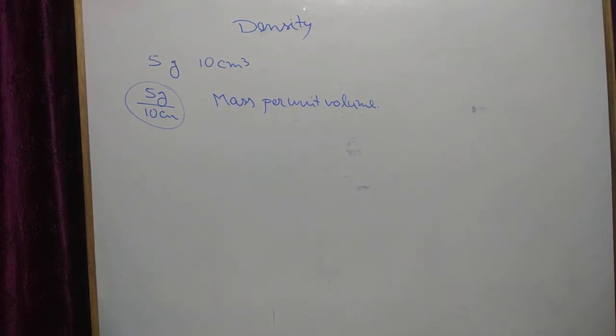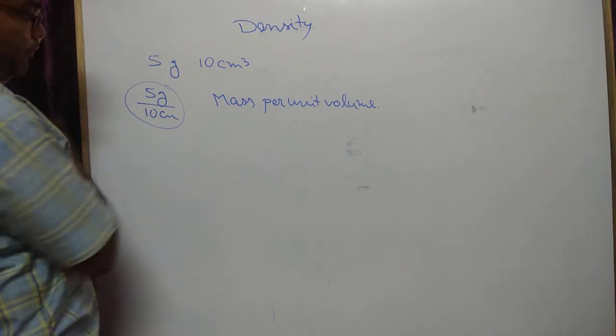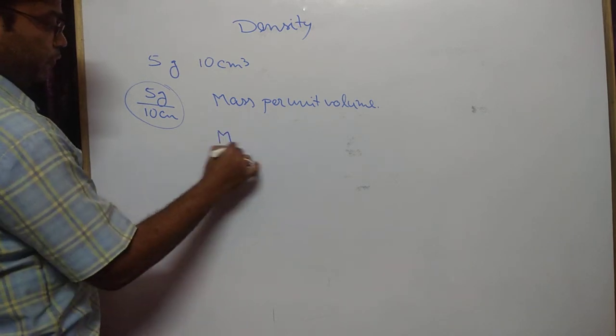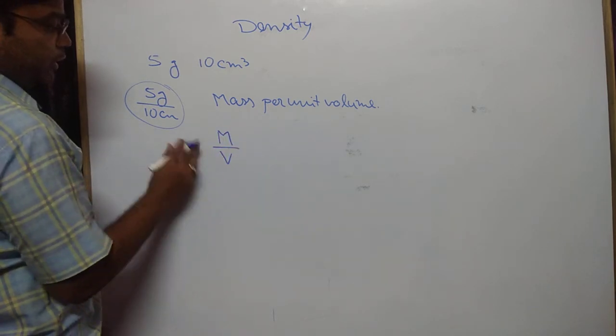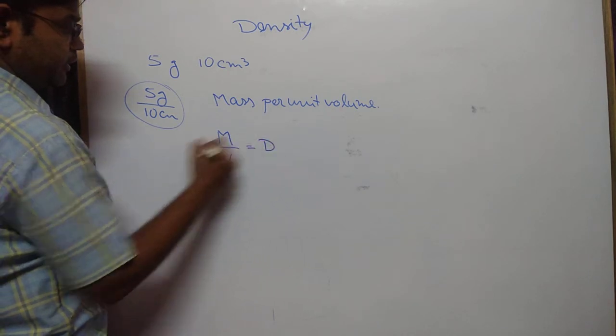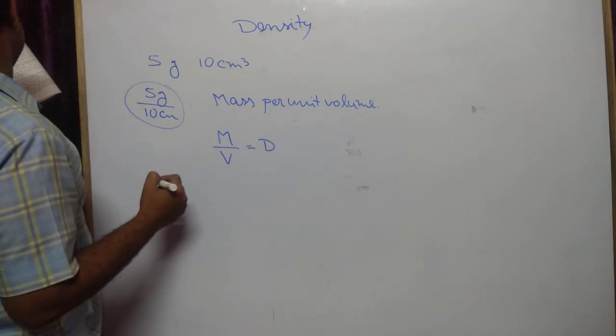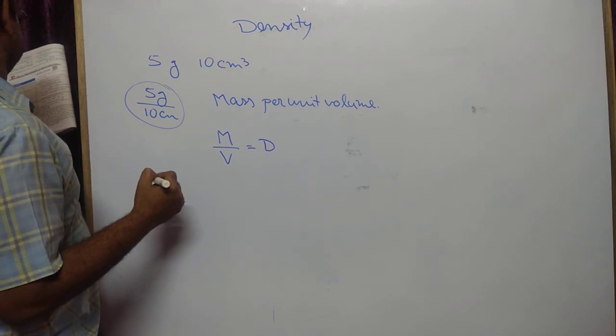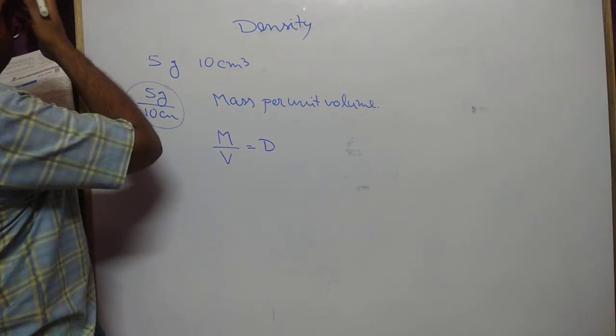The mass per unit volume of a substance is called its density, and generally if m is the mass of the body and v is the volume of the body, then m upon v is equal to the density d. Hope this one is clear to you.